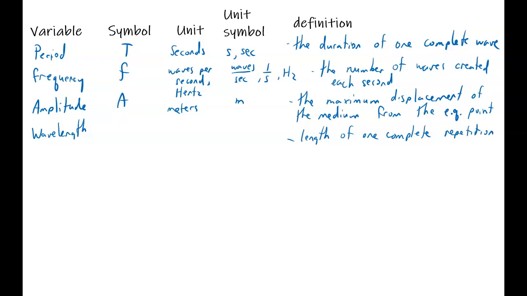Repetition of the pattern. Right. Okay, wavelength is this weird symbol, lambda. It's a Greek letter. It corresponds to an L for length. Makes sense. This is also meters and measures M.